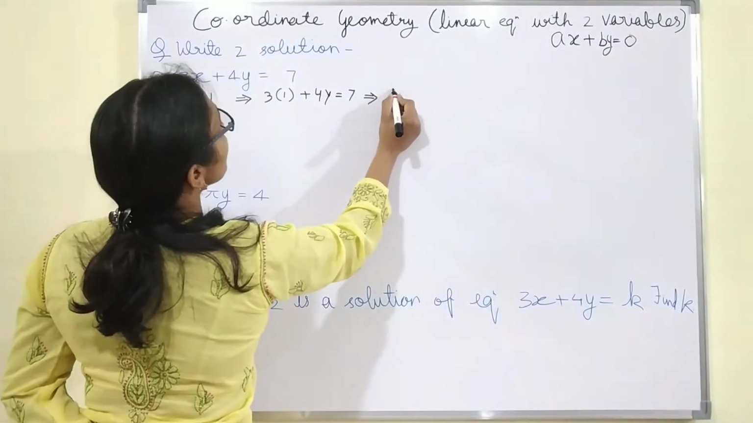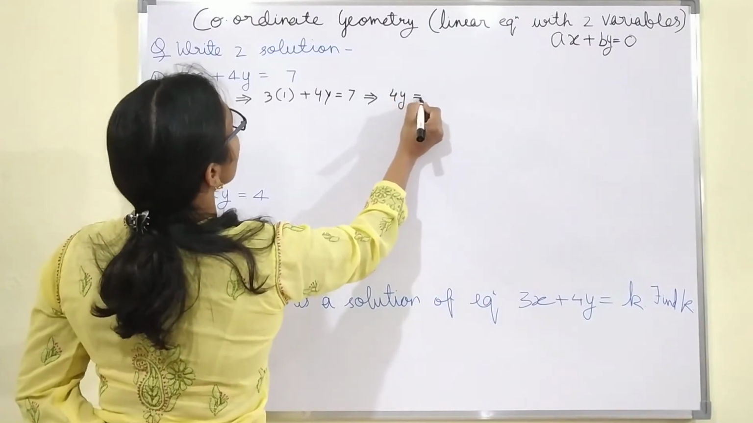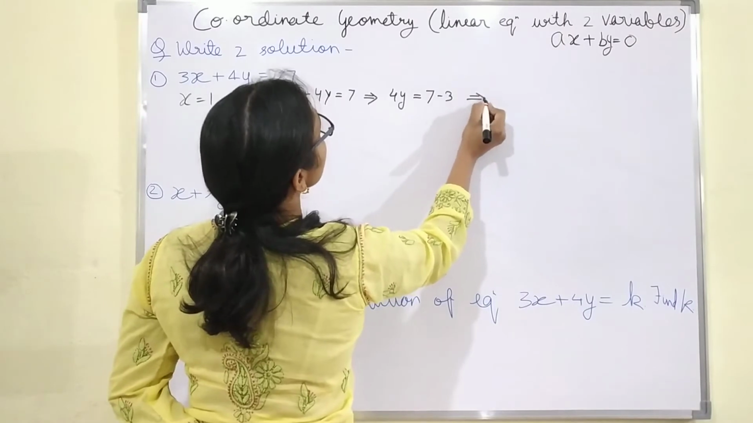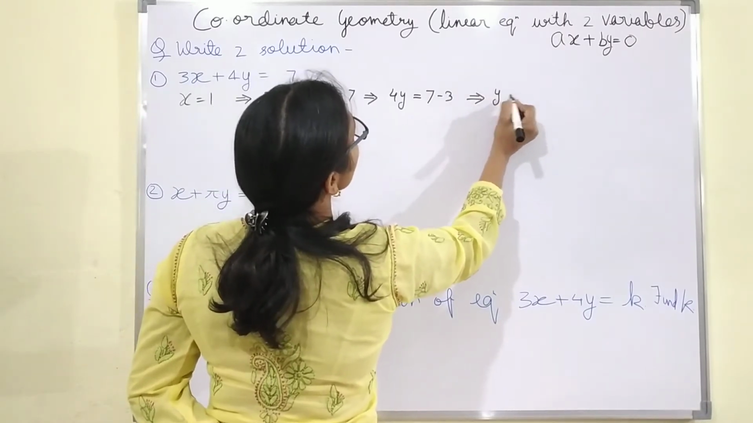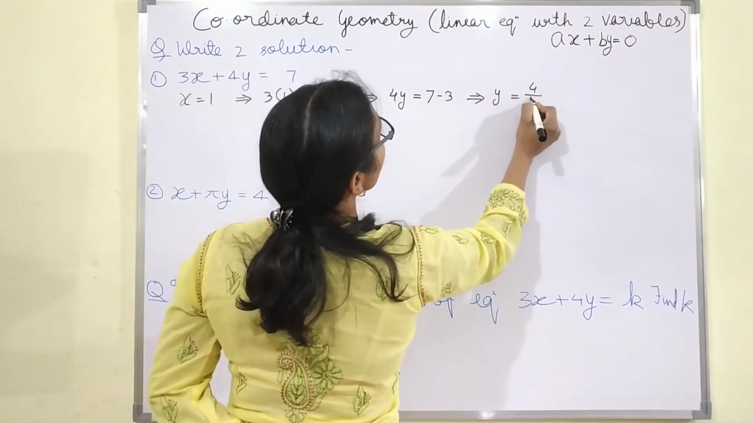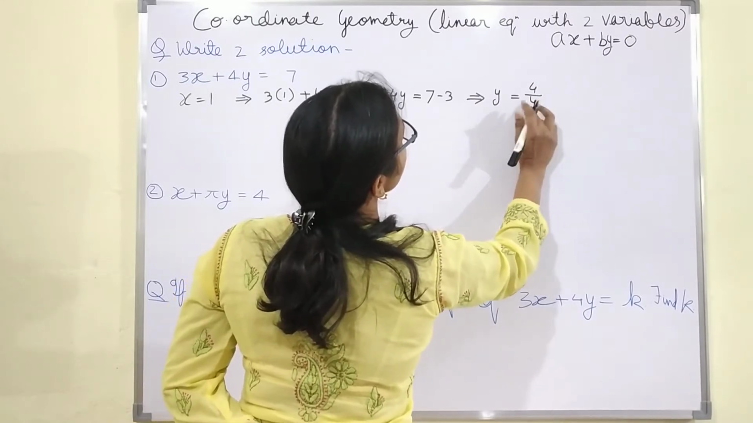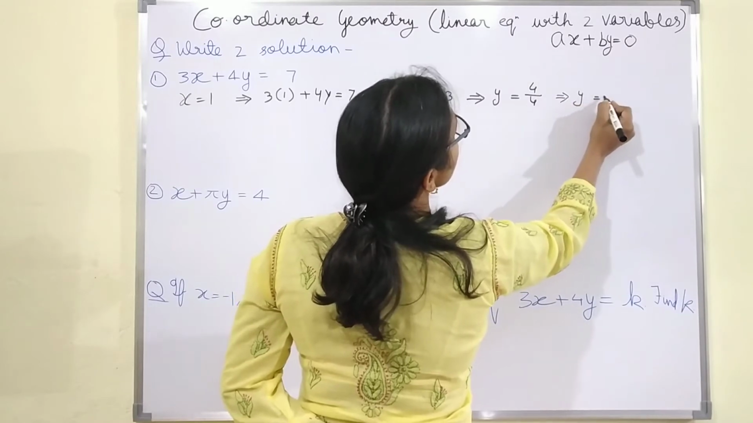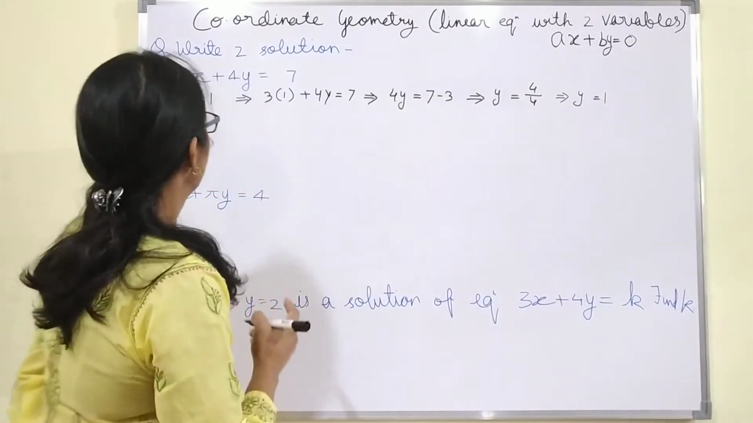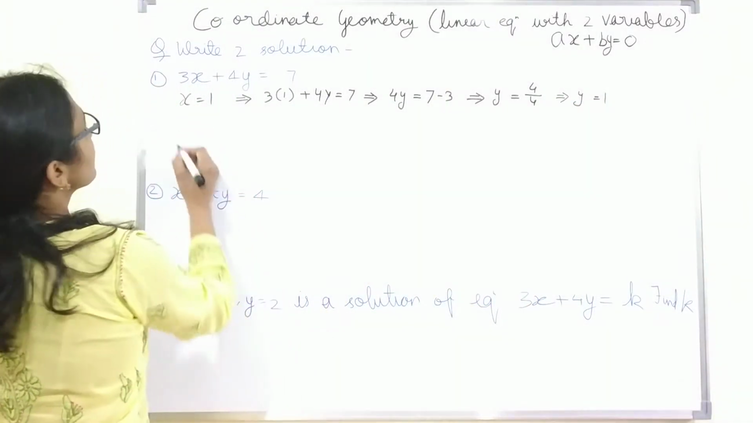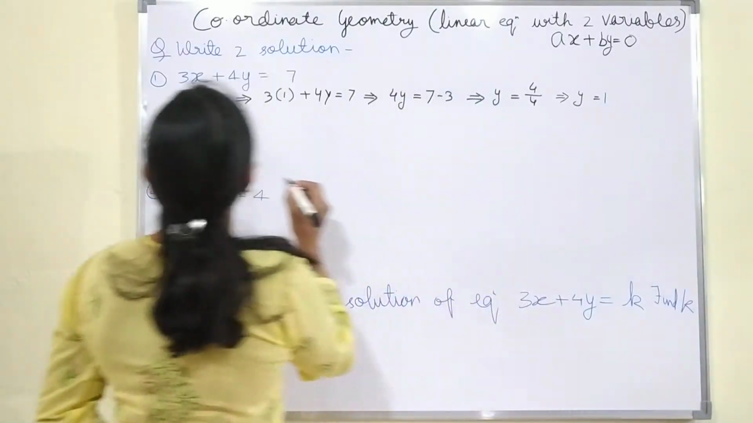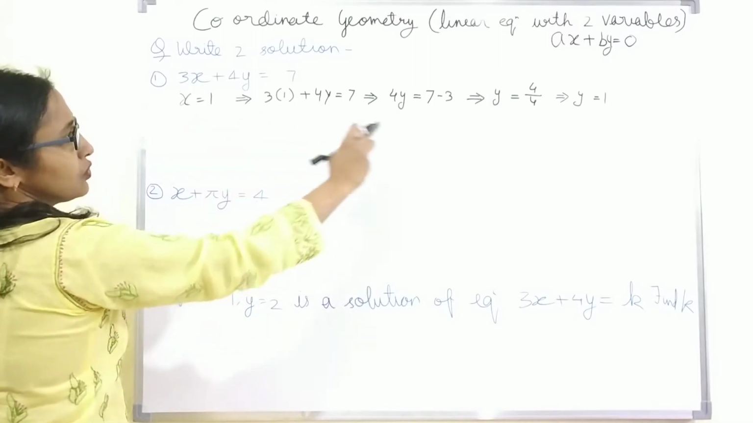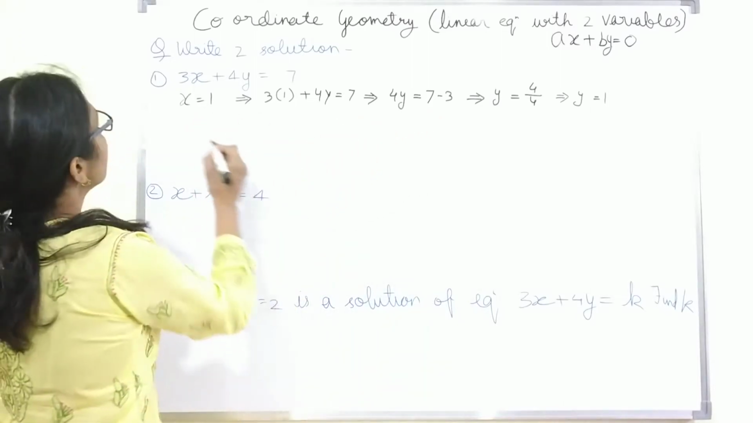That is 4y equals to 7 minus 3. So y equals to 4 upon 4, means y equals to 1. So now I am taking x equals to 1, so y equals to also 1.